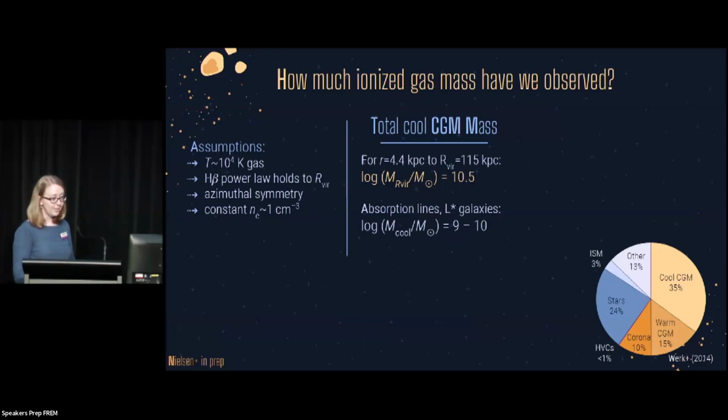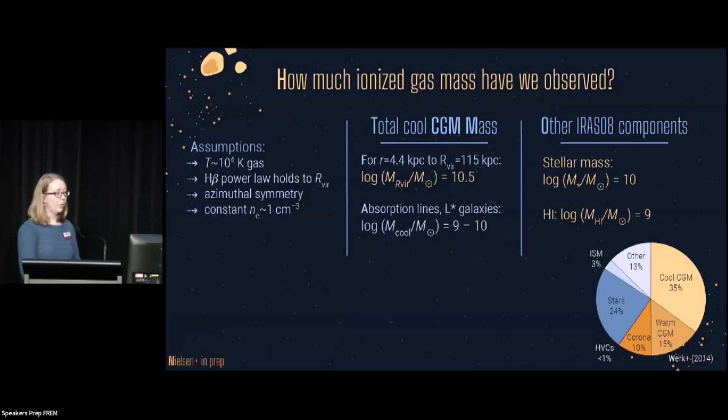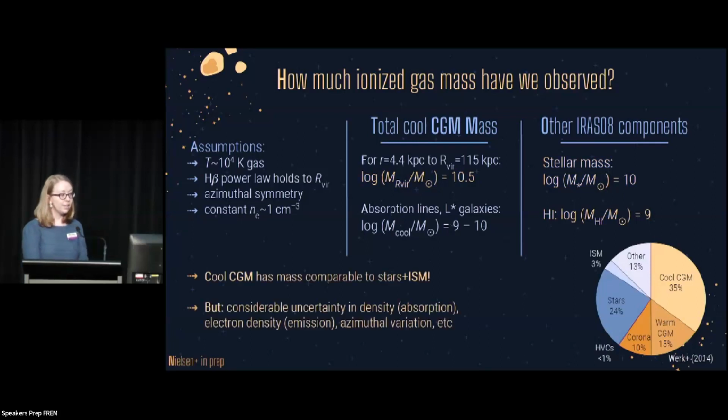quasar absorption lines. But how does this compare to the other components of the galaxy? Well, the stellar mass of the galaxy was 10^10 solar masses, and the H1 in the disk is 10^9 solar masses. So what we're finding is this cool CGM has a mass comparable to the stars and the ISM of ISO 8, but there's still a lot of uncertainty in this measurement, so take it with a grain of caution.